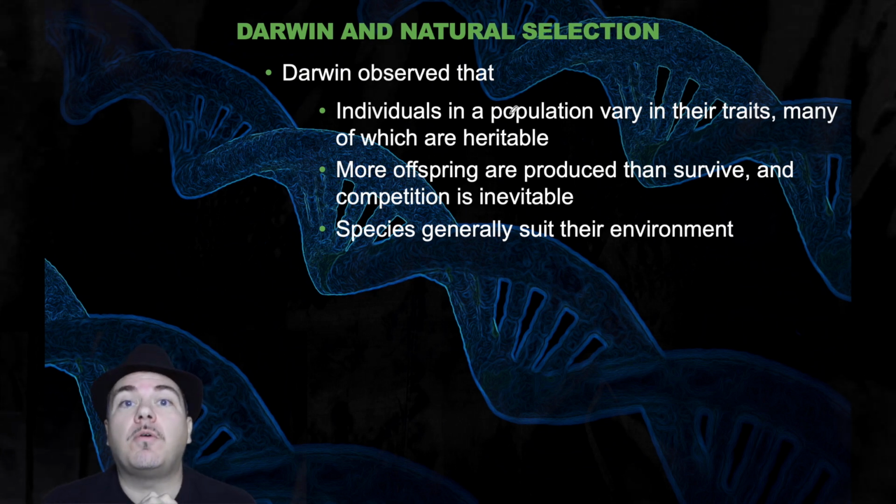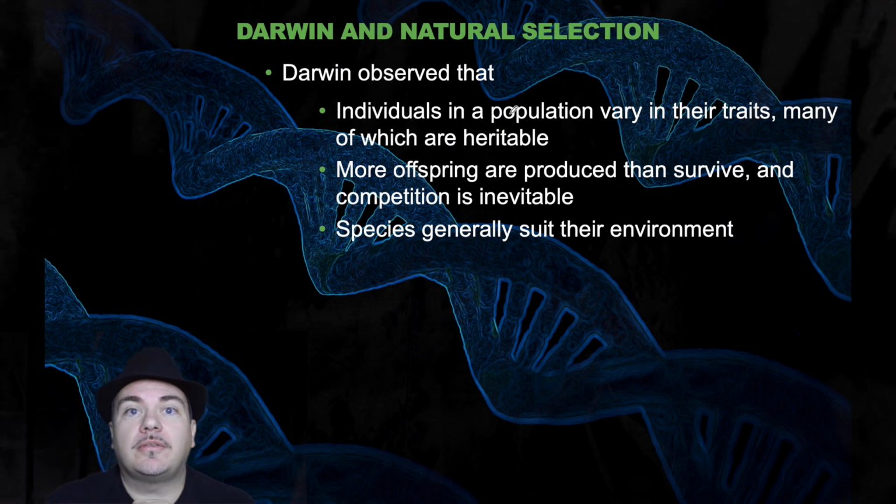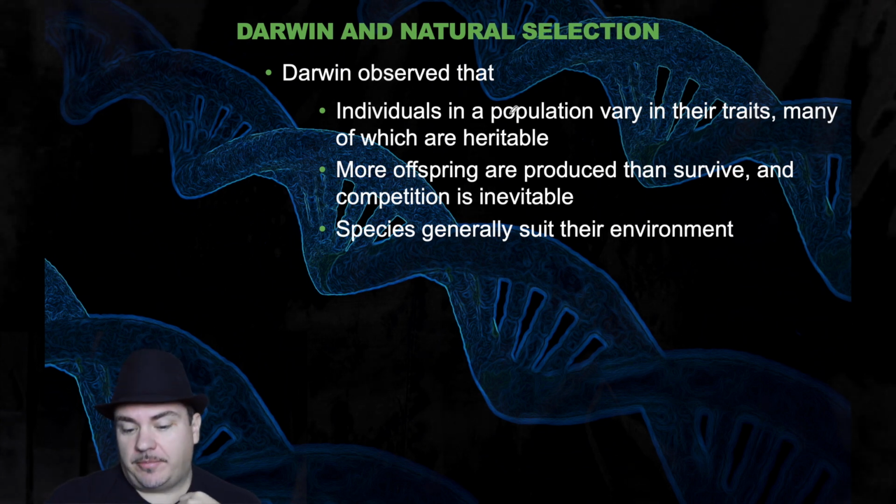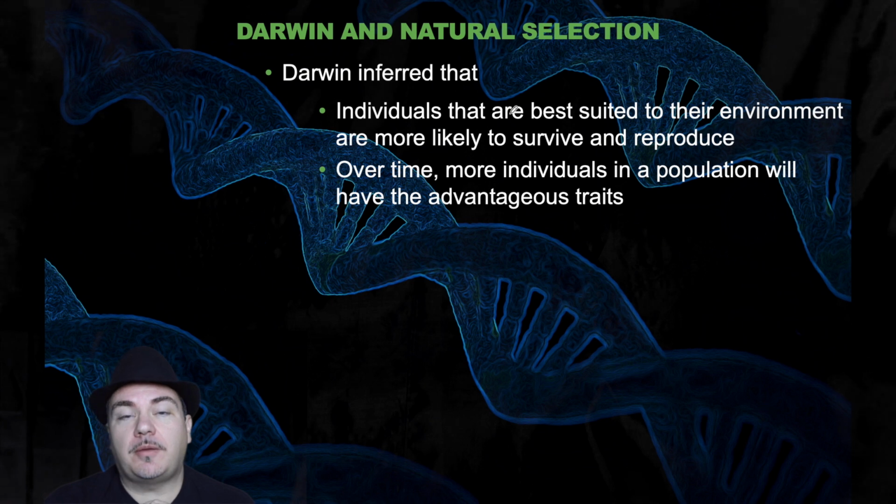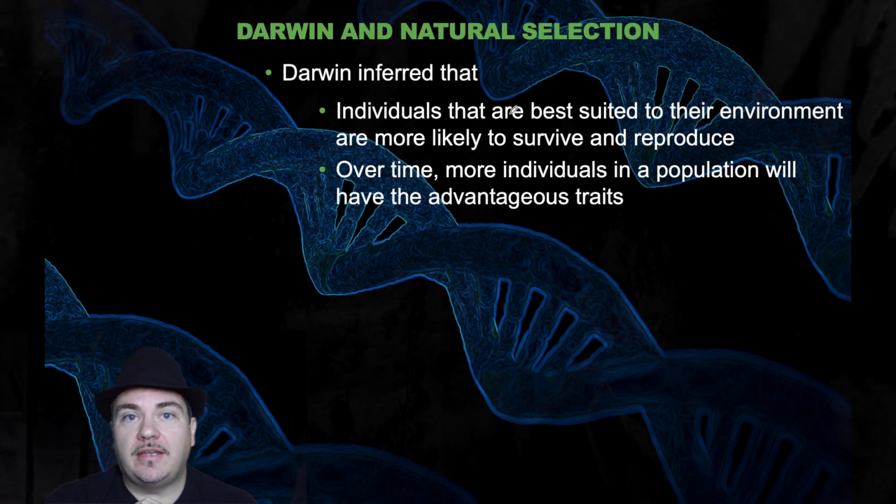Now, let's say you go take a walk up in Alaska, where it's very snowy, and along hops a little bunny rabbit. That bunny rabbit is not going to have brown fur, it's going to have white fur. Why? Because that white fur very nicely matches the snowy background. In other words, it hides better from predators. So Darwin made this observation, you can make the exact same observation. From these observations, Darwin inferred that individuals that are best suited to their environment are more likely to survive and reproduce. So over time, more individuals in the population will have the advantageous traits.